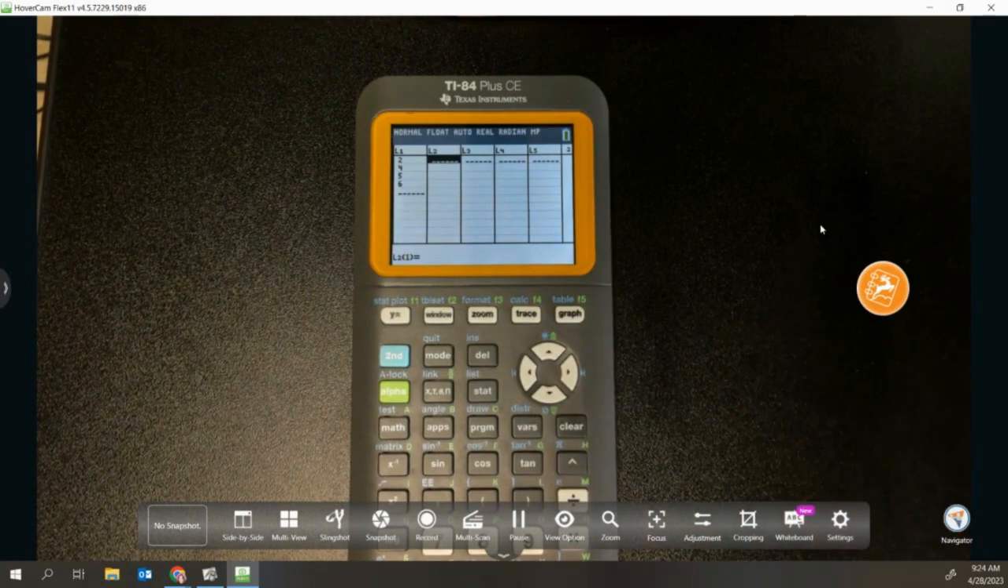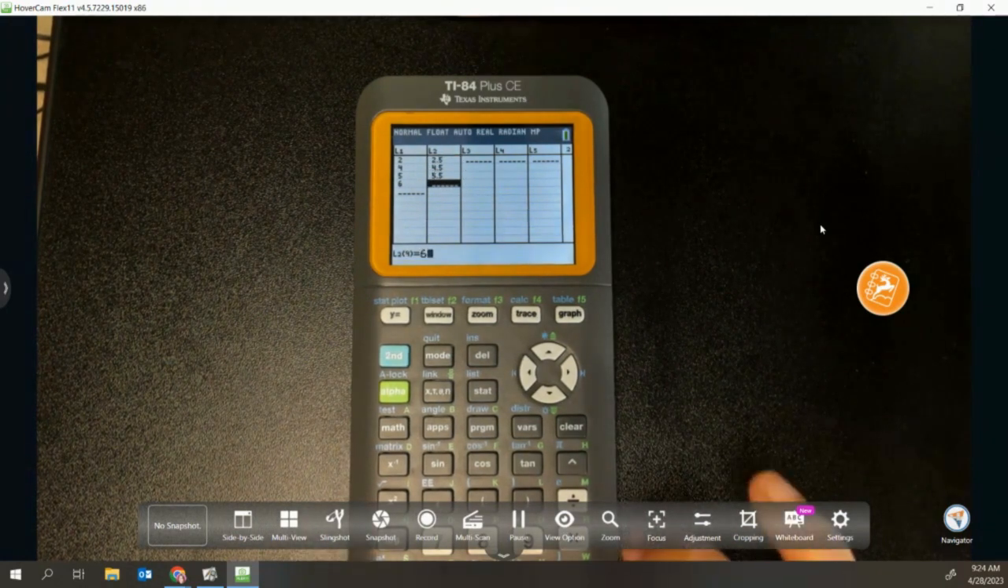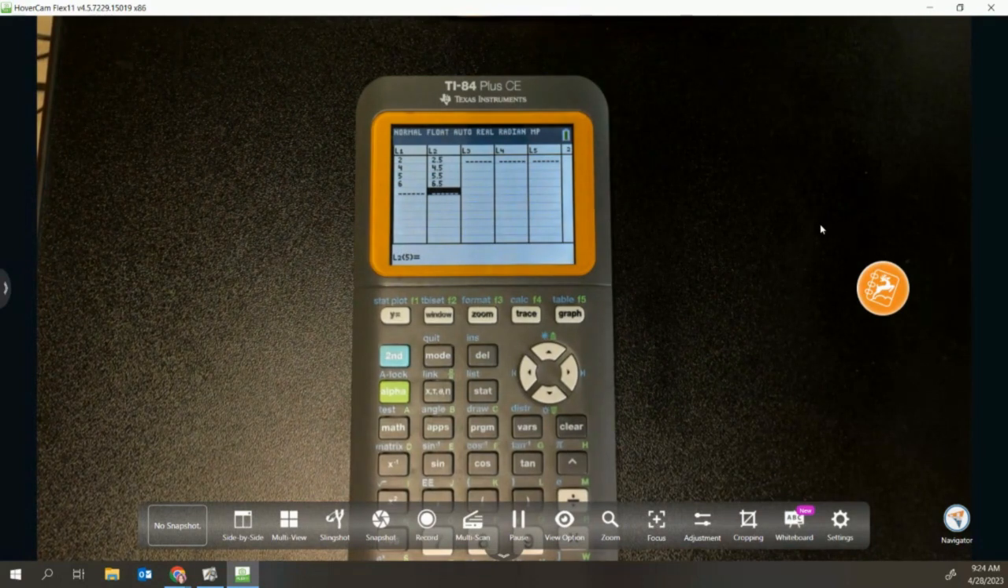All right, list 2 will be your Y values. So I believe our Y values for this one were 2.5, 4.5, 5.5, and 6.5. Are we okay entering the data in?